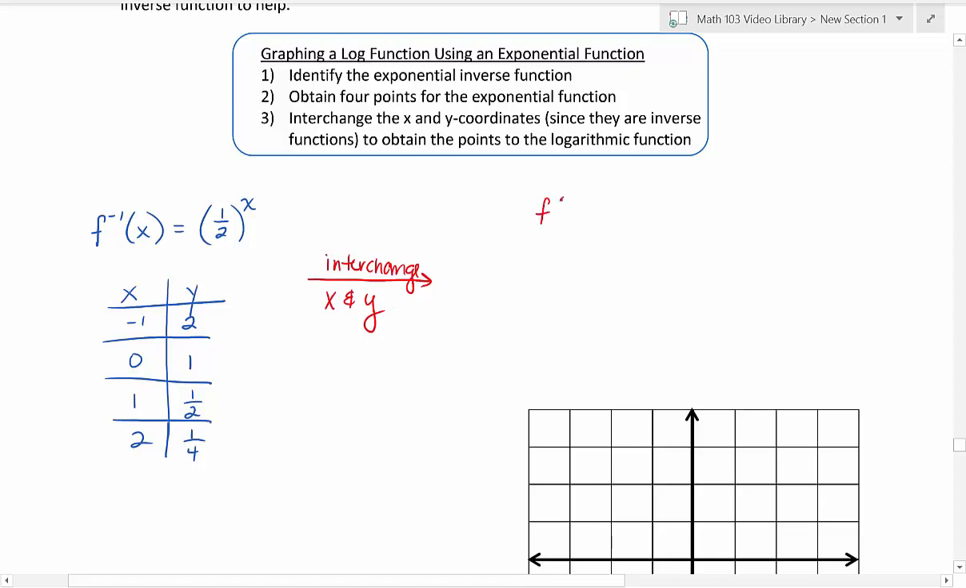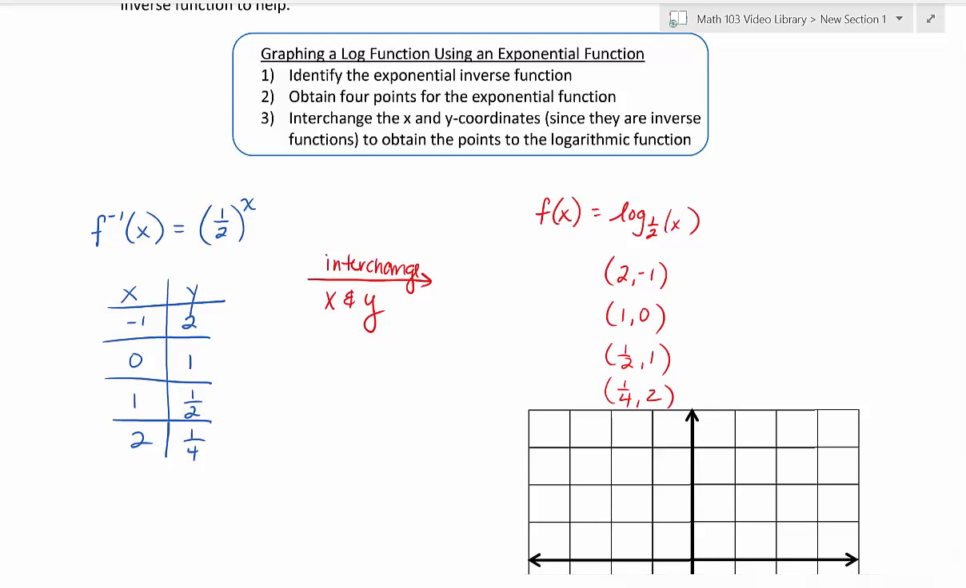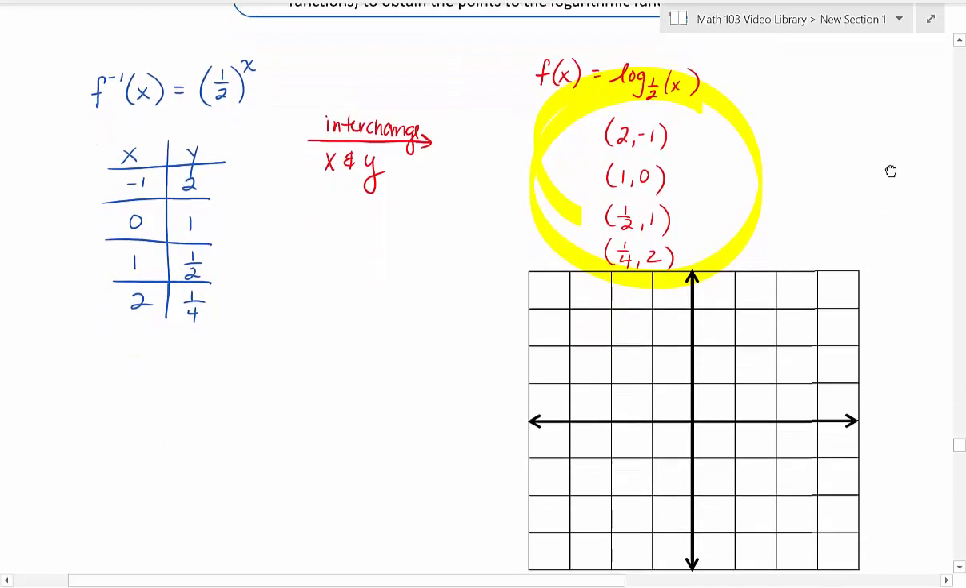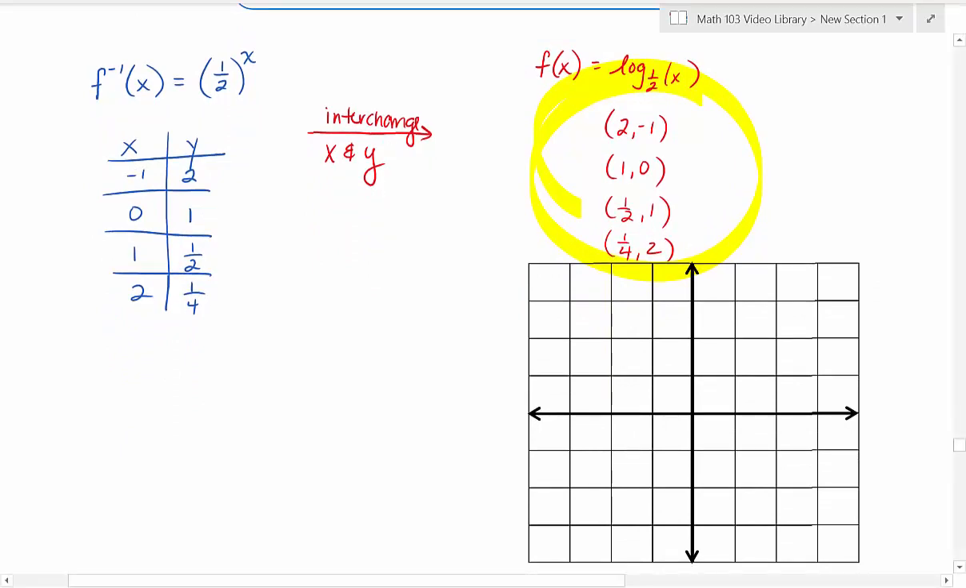The points that we want to graph for f of x equals log base 1/2 of x are going to be 2, -1, 1, 0, 1/2, 1, and 1/4, 2. Interchange the x and the y values. Now we plot these. 2, -1, 1, 0, 1/2, 1, and 1/4, 2.